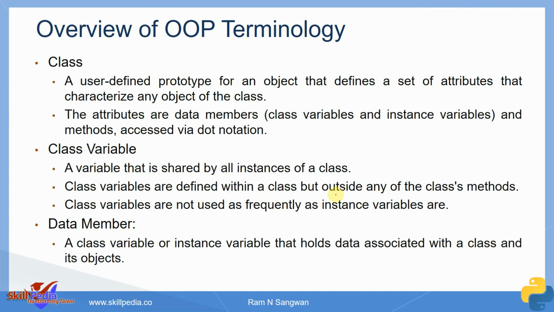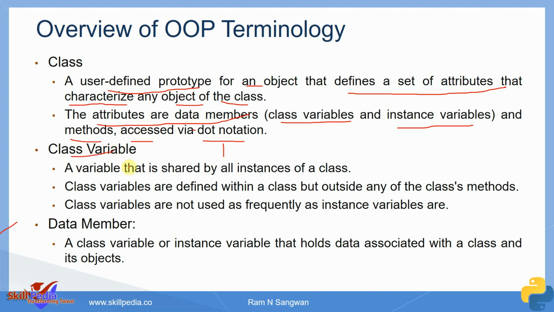Let's understand these terminologies. Class is a user-defined prototype, as I said, prototype or the category for an object that defines a set of attributes that categorize any object of the class. The attributes are data members. As I said, properties or attributes are variables or data objects. So class variables and instance variables. And methods. Method means the functions accessed via dot notation.